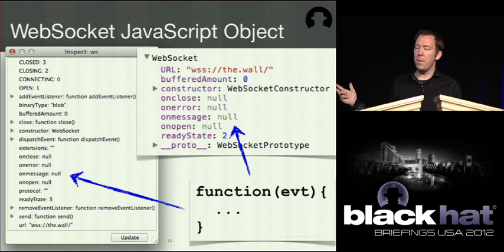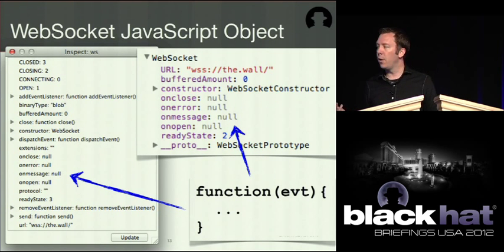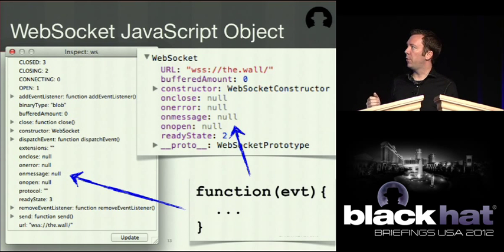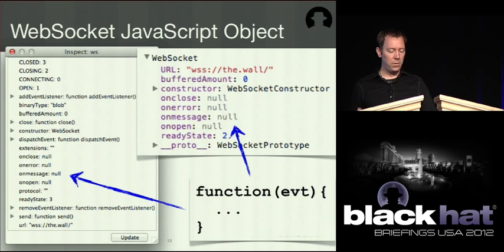So real quickly, I mentioned simplicity and what it looks like in the browser. The WebSocket object has a few read-only attributes associated with it, some states regarding its connection state, and then 4 event handlers: close, error, message, and open.